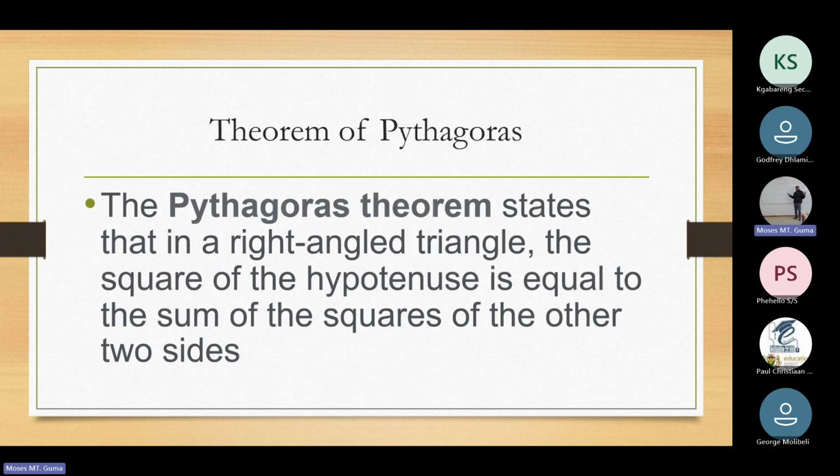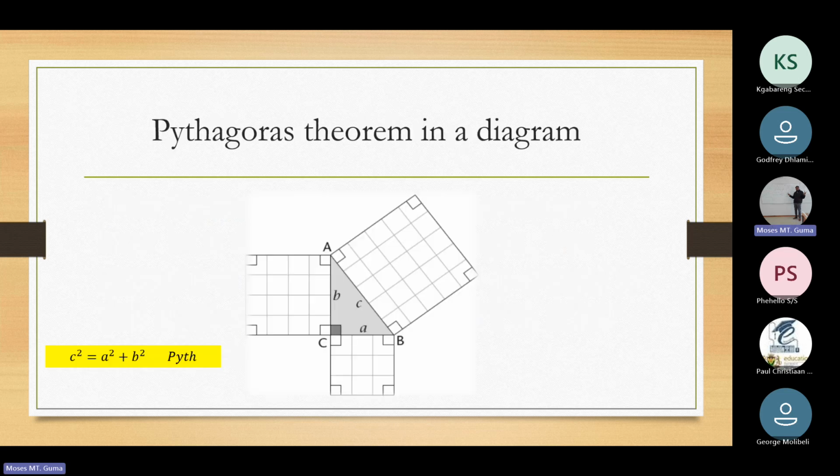Now, moving on. Theorem of Pythagoras. Now we know that a theorem is a statement that can be proved to be true, in simpler terms. The theorem of Pythagoras states that in a right-angled triangle, please get that now, the square of the hypotenuse is equal to the sum of the squares of the other sides. Now, moving on.